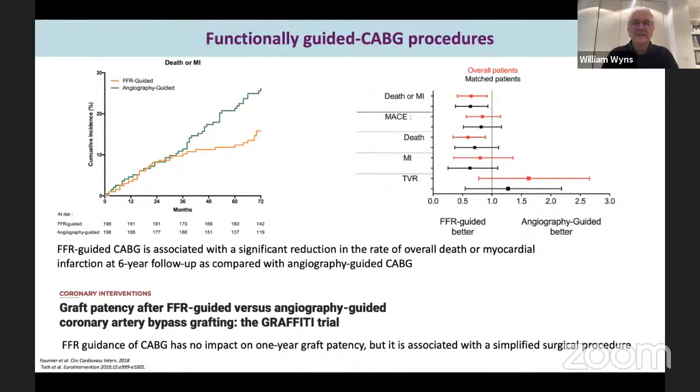And then the next point is, can we use FFR or iFR to tell the surgeon this vessel needs or doesn't need to be grafted? Okay. One small study, GRAFFITI by Emanuele Barbato, showed no impact on graft patency at 1 year. Okay, that was a bit surprising. And then there is this other study, I think that's from Glineur, that shows that if you do FFR guidance, you have better outcomes, but it's a relatively small study.